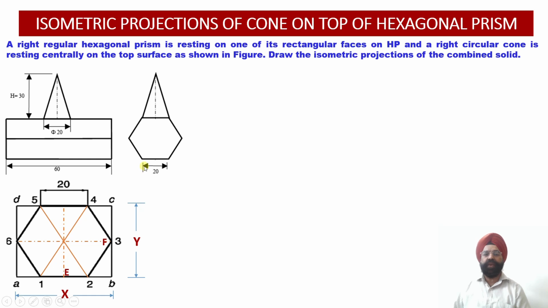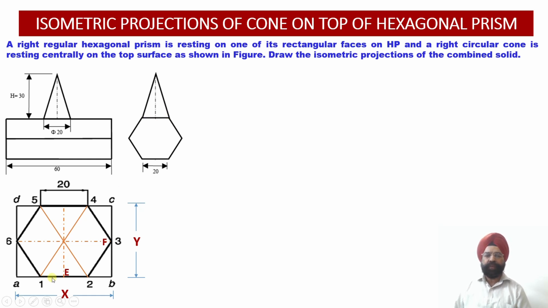Now another thing we can see from this side view is that the cone diameter is matching with the edge view of this particular hexagonal prism. And in the front view also, we have been told that the cone diameter is equal to 20 millimeter, and the height of the cone is given to us as 30 millimeter. So the height of the cone is equal to 30 millimeter. This 20 millimeter diameter is visible to us from the front view, and even from the side view, it is matching with the edge of this particular hexagonal prism.